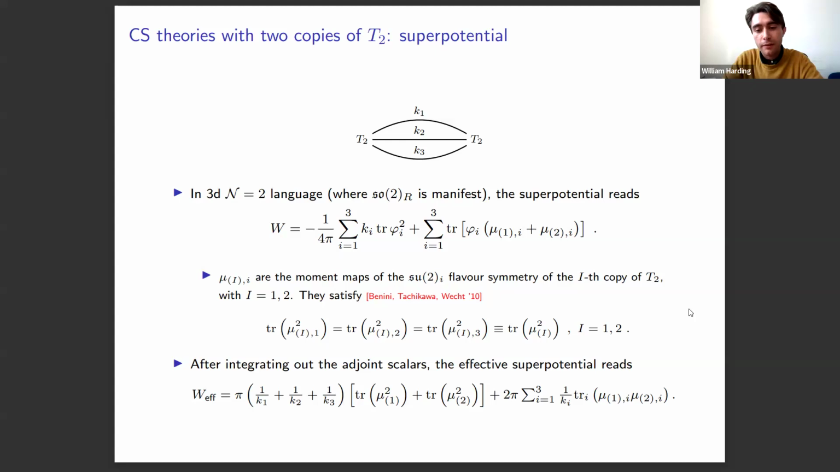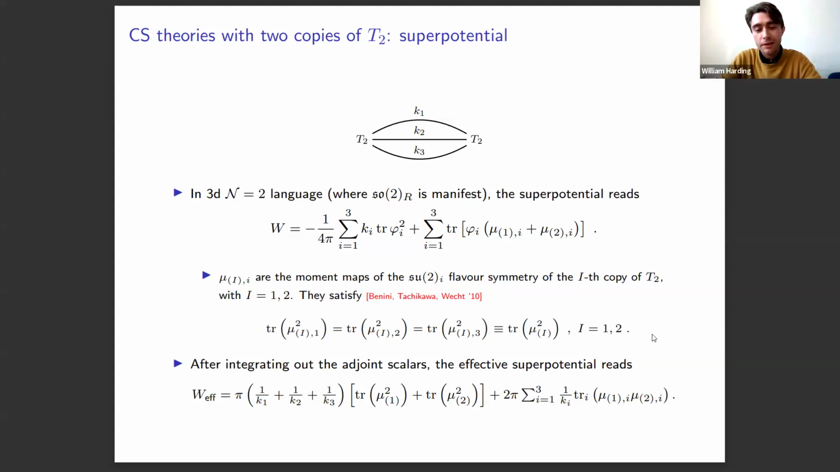Now these moment map operators satisfy the same relation which they satisfied before, but each copy satisfies such a relation independently, and I wrote down the relation here. So we can use this to prove the enhancement.